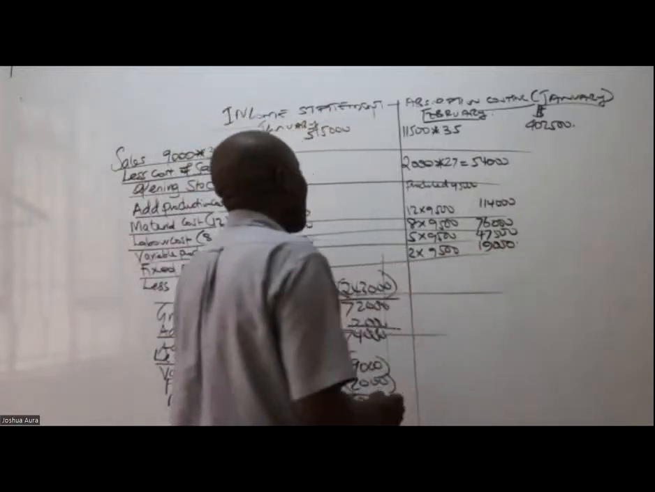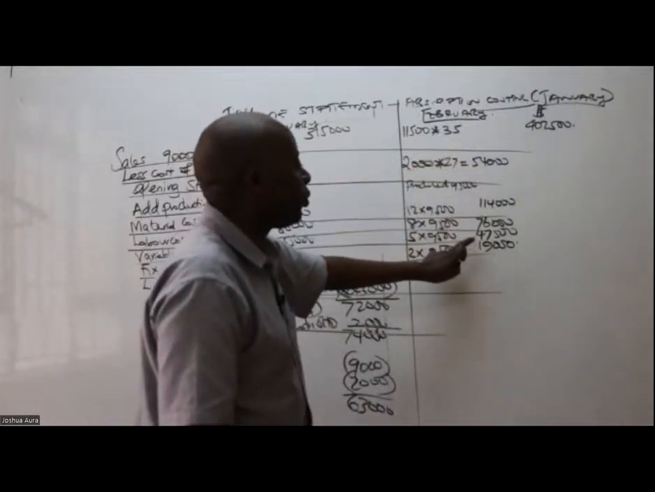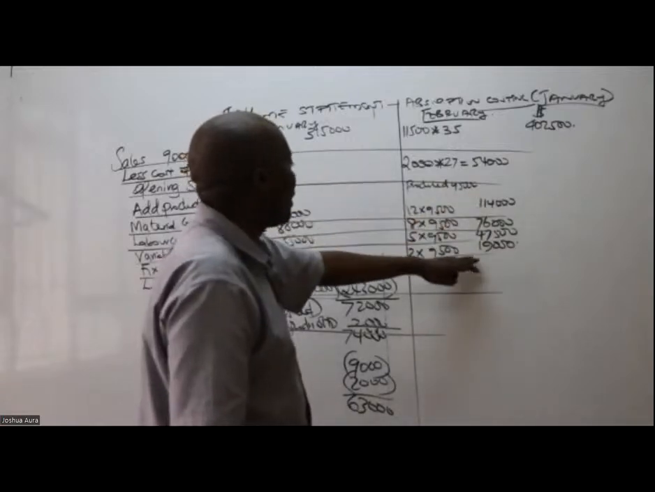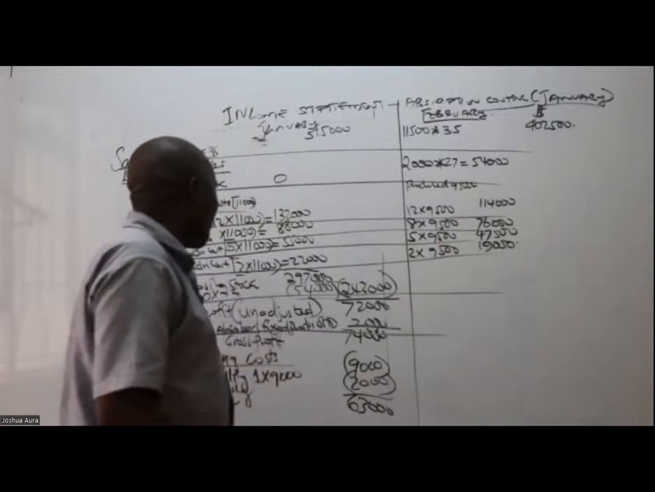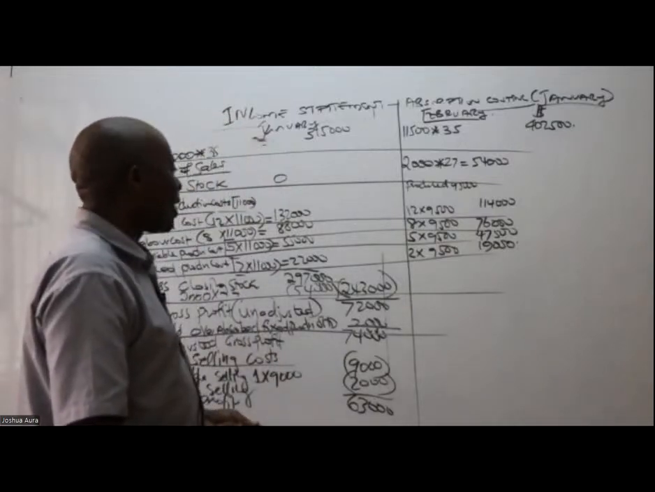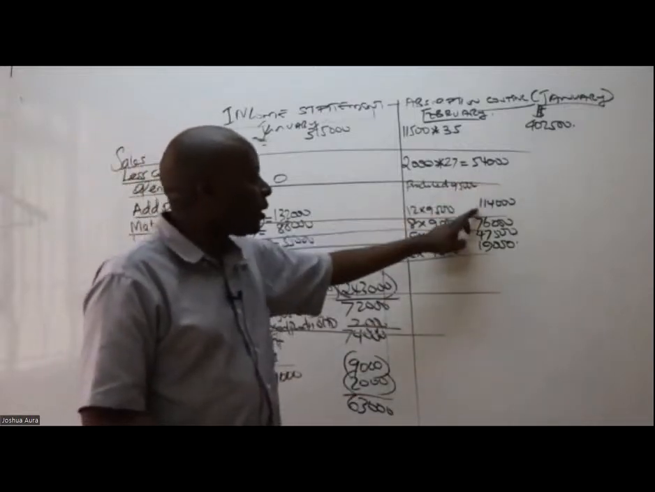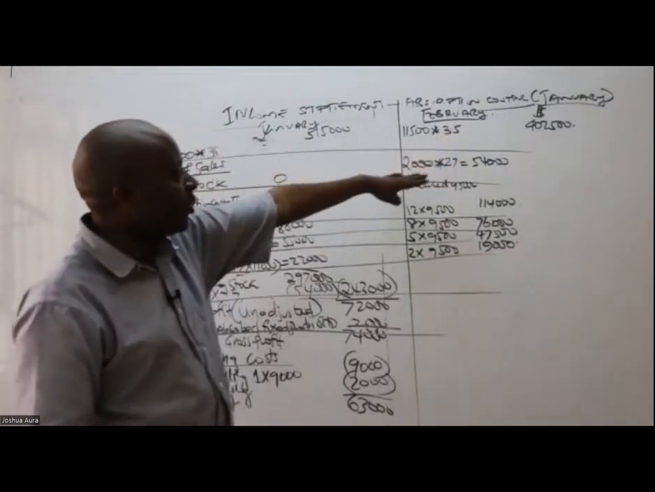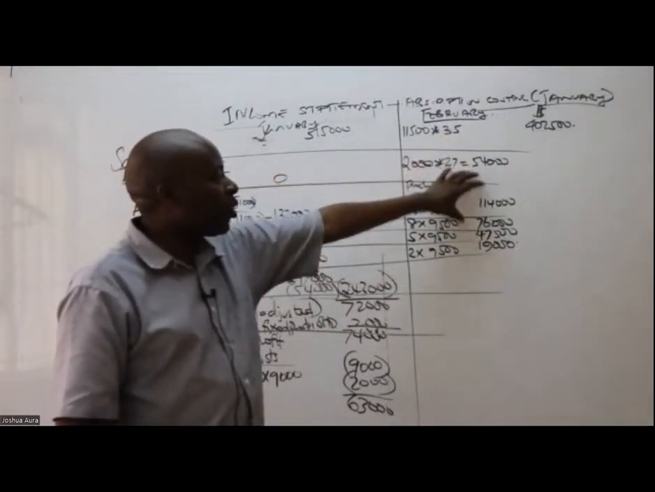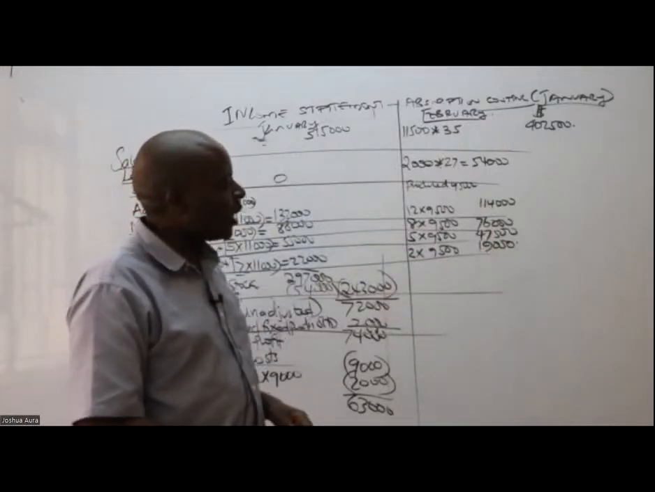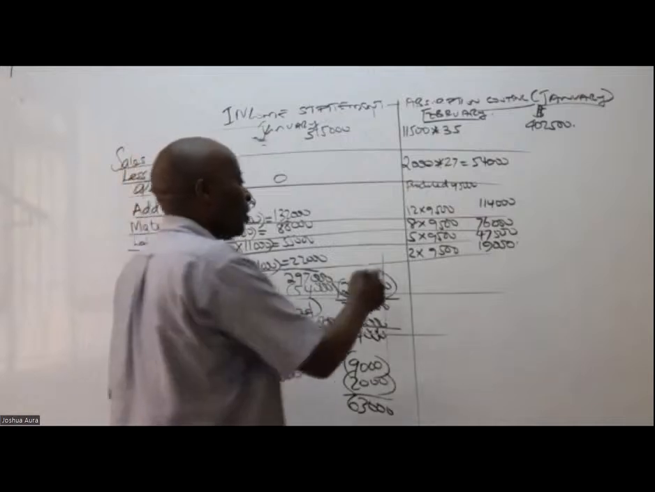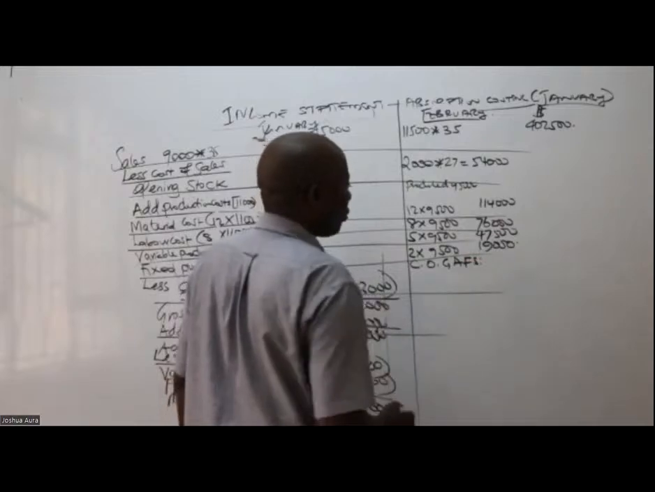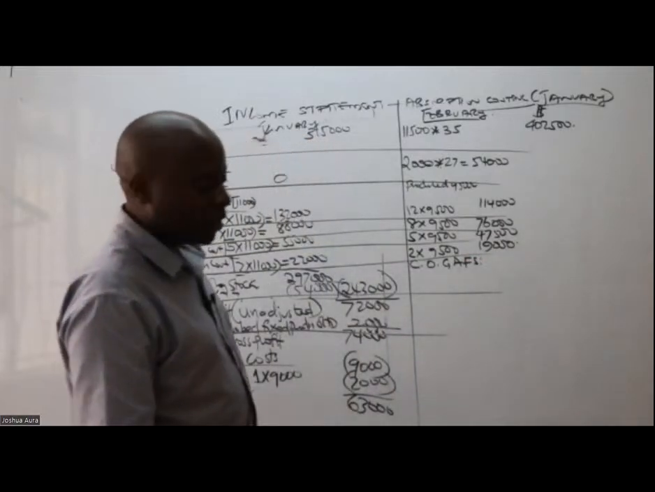If you wish, you can come and add this to get cost of goods available for sale. That's opening stock and all these. Don't add sales. It's only opening stock plus production. Is there somebody who can give me the cost of goods available for sale? 310,500.